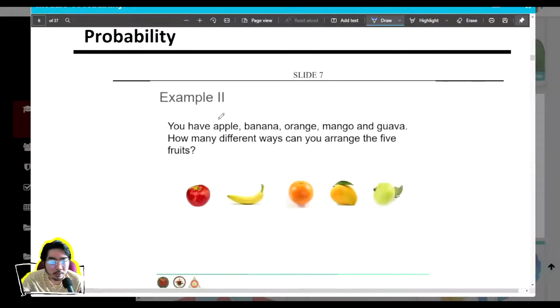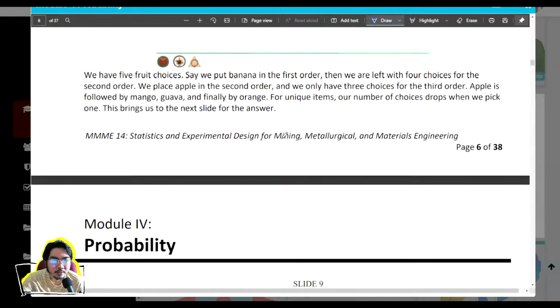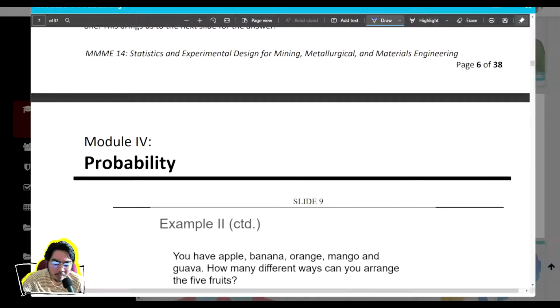So, is that clear? Okay ba tayo? Parang nasusundan pa naman, no? The basics of probability. Alright, sige. That's good. Thank you for the feedback.